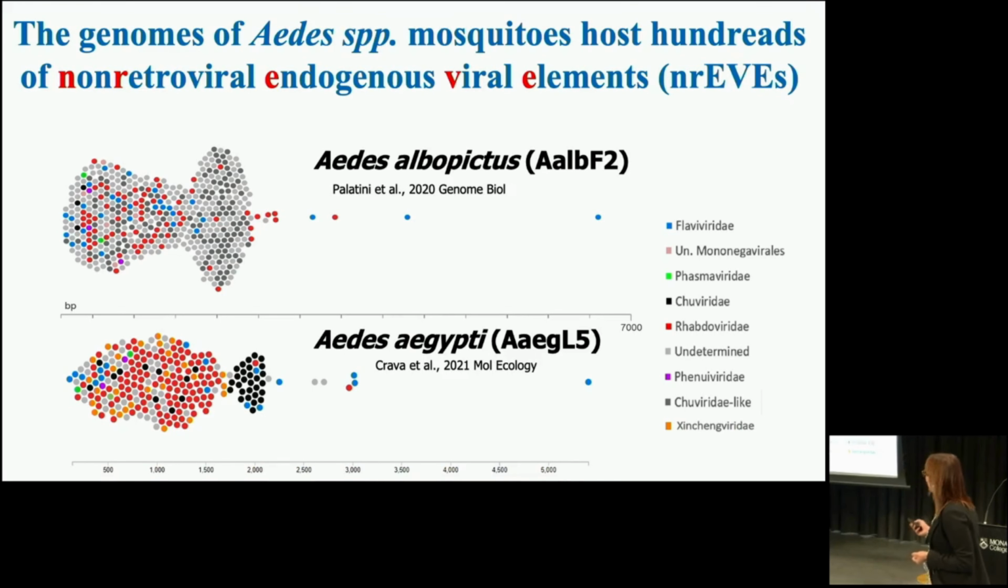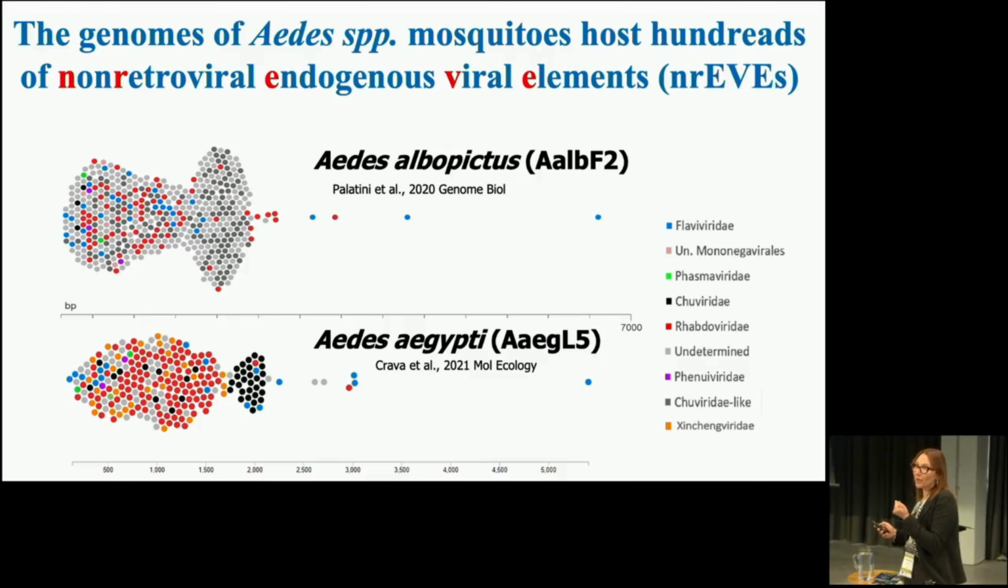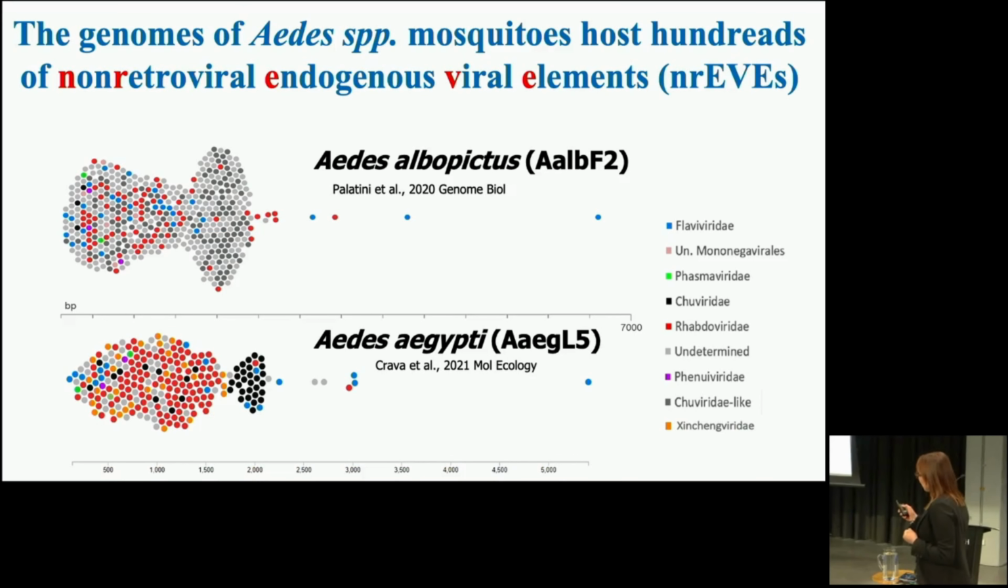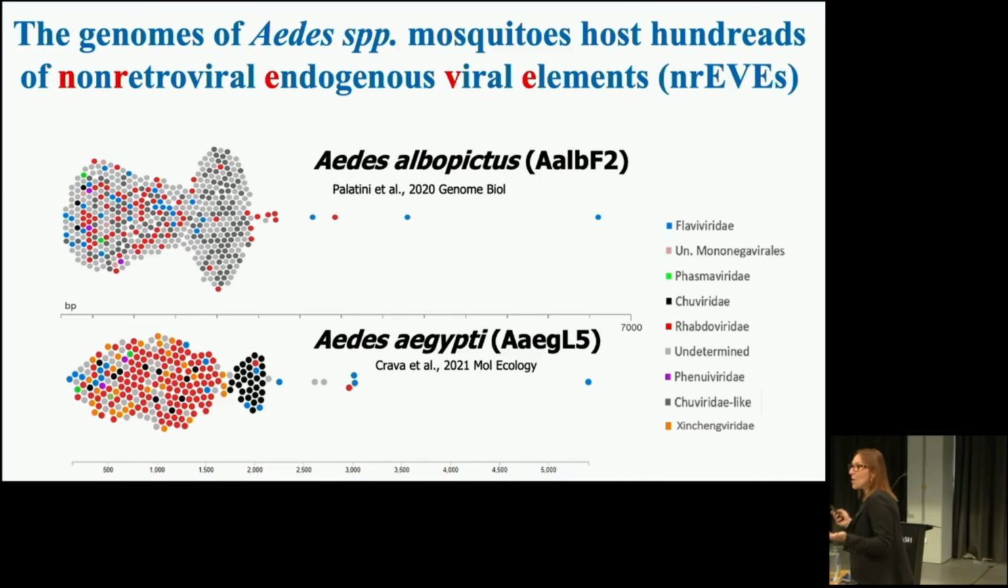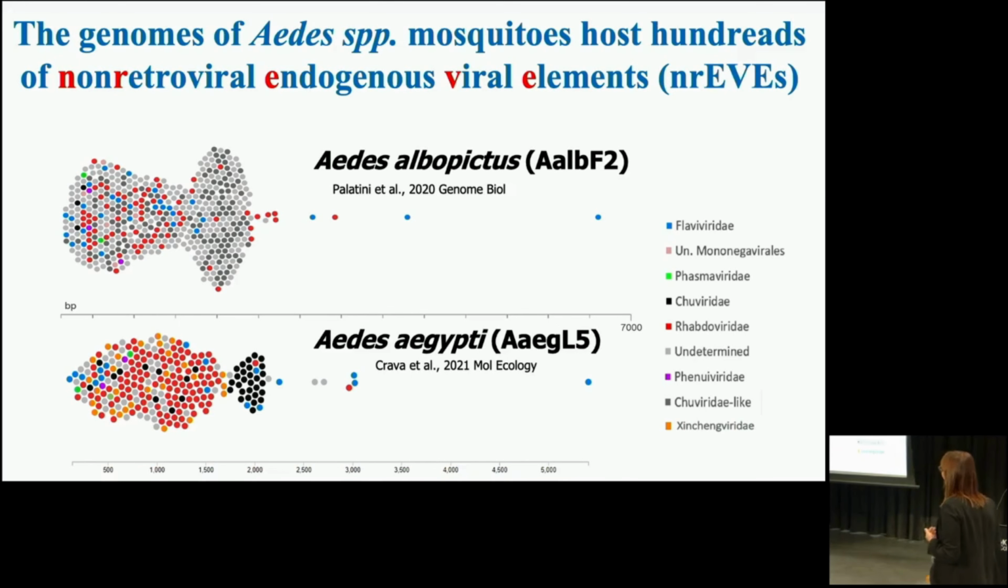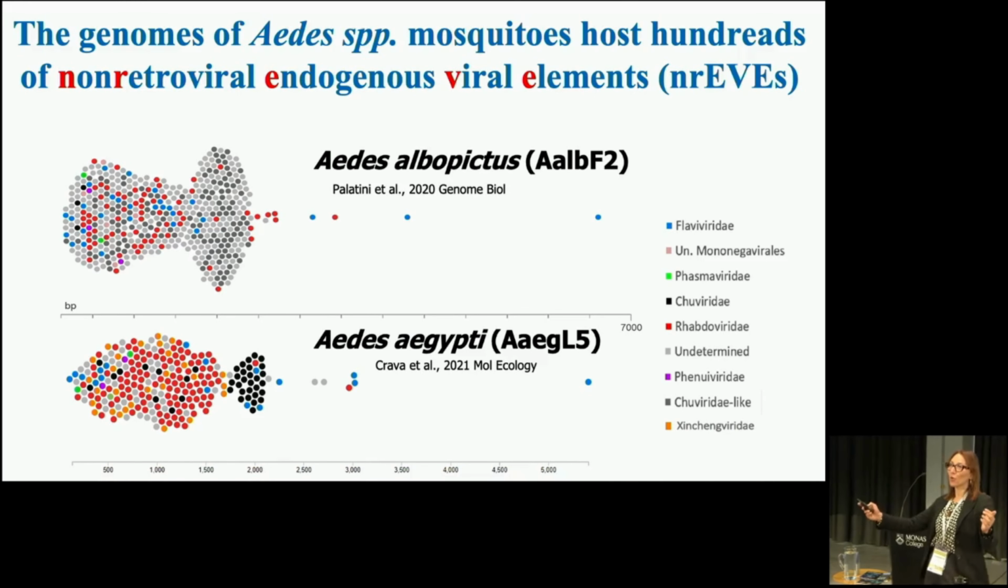Here you see a screenshot, and each of these dots is a viral sequence, which we call NREVs, which stands for non-retroviral endogenous viral elements. And these dots are color-coded based on the viral families to which they have more similarities, and you can see Flaviviridae and Rhabdoviridae, which are the families which contain most of the arboviruses. And these sequences are distributed on the x-axis based on the length. So you immediately understand that these sequences are short. So it's not the whole genome that gets integrated, it's fragments of these viruses that get integrated.